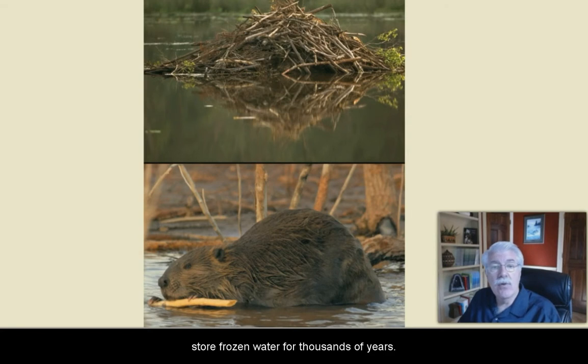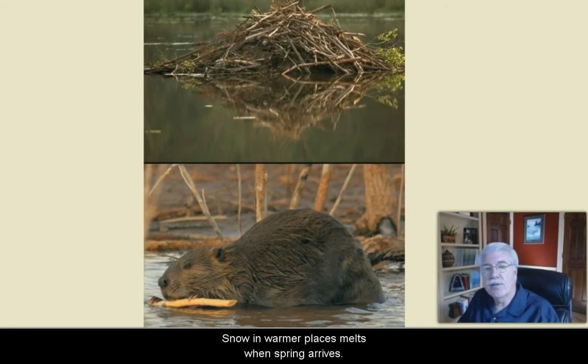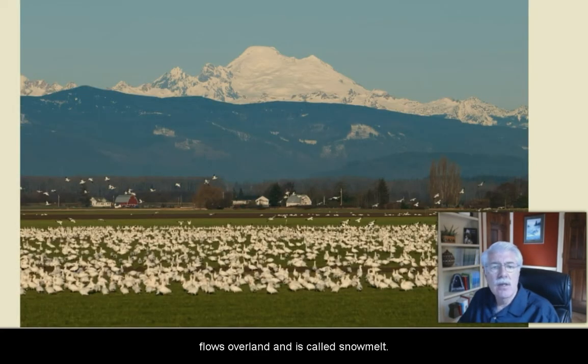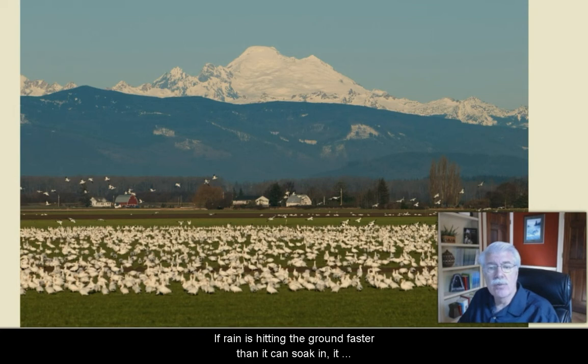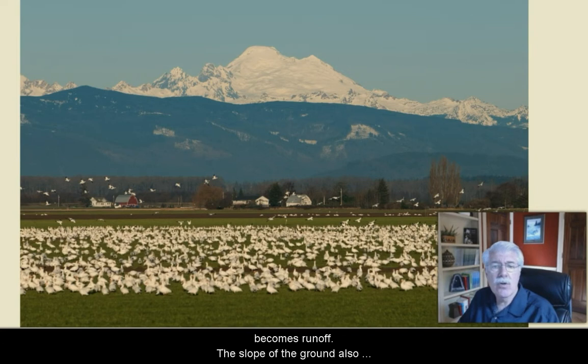When precipitation falls as snow, it can build up as snowpack, ice caps, and glaciers. Ice caps and glaciers can store frozen water for thousands of years. Snow in warmer places melts when spring arrives. The melted water that doesn't soak into the ground flows over land and is called snowmelt.